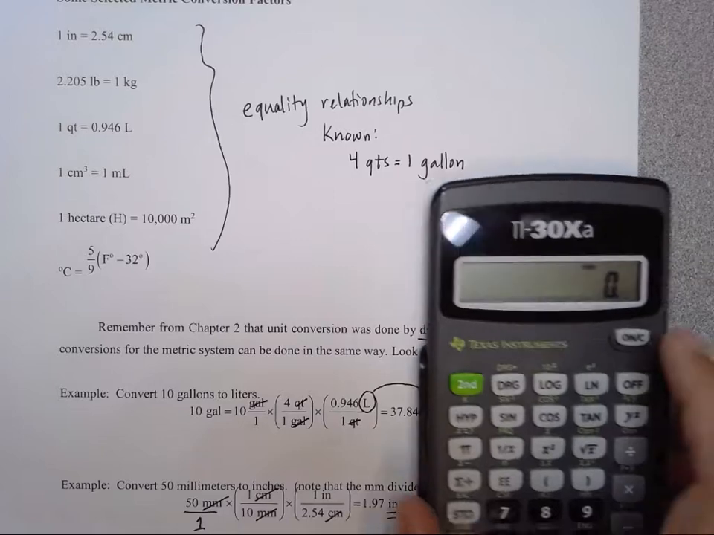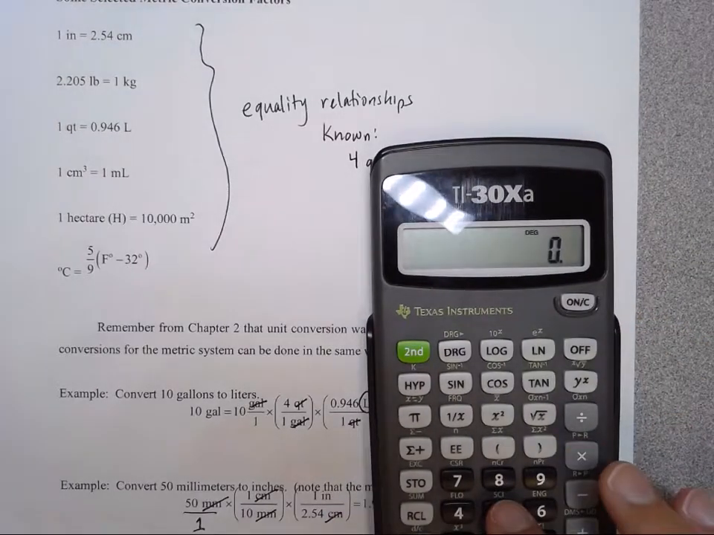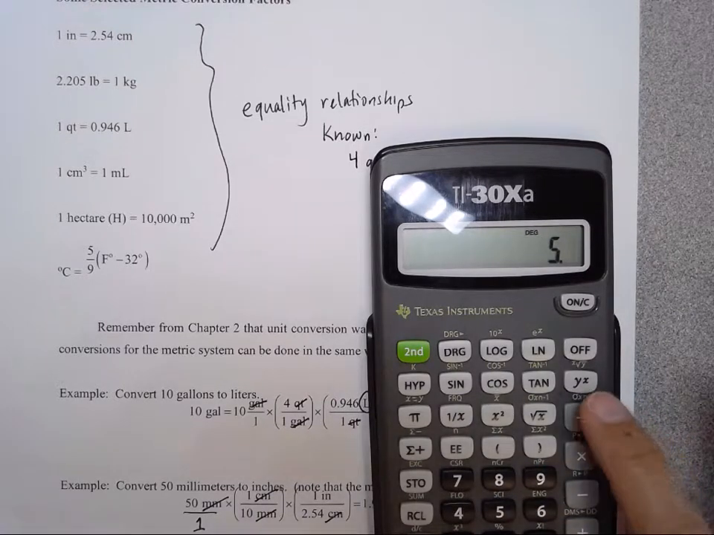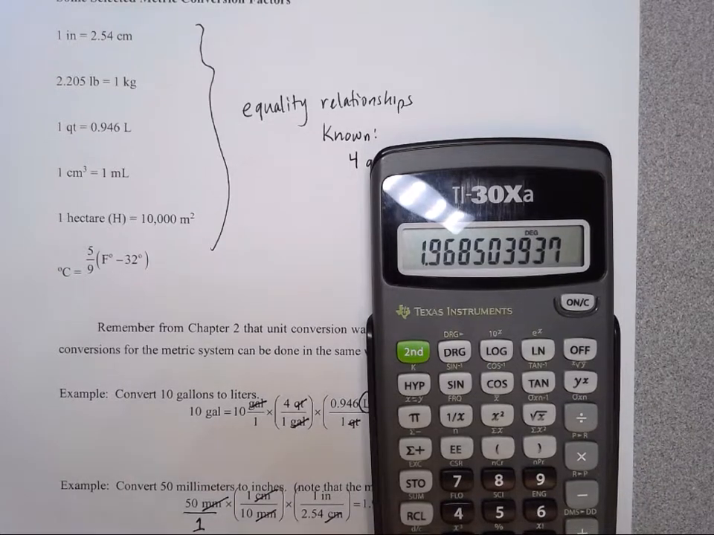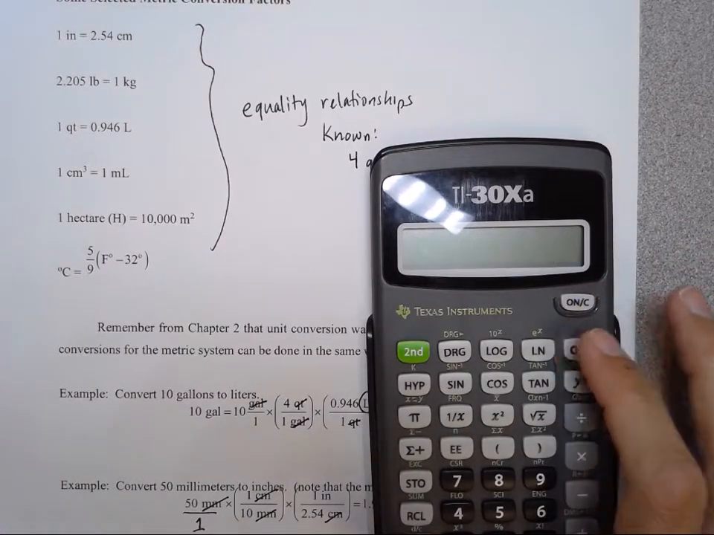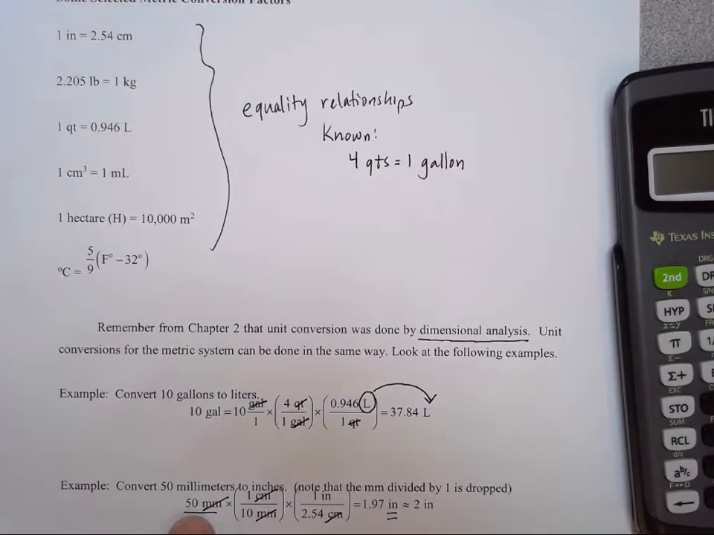Another way to do that, if you didn't want to use the parentheses, is to do it step by step. You can take your 50, divide it by 10, hit your equal sign, and then divide that by 2.54. Either way is going to get you to that correct whole number answer of 2 inches. It just depends if you want to do your division one thing at a time or put them together and use your parentheses. That's going to be up to you to choose.